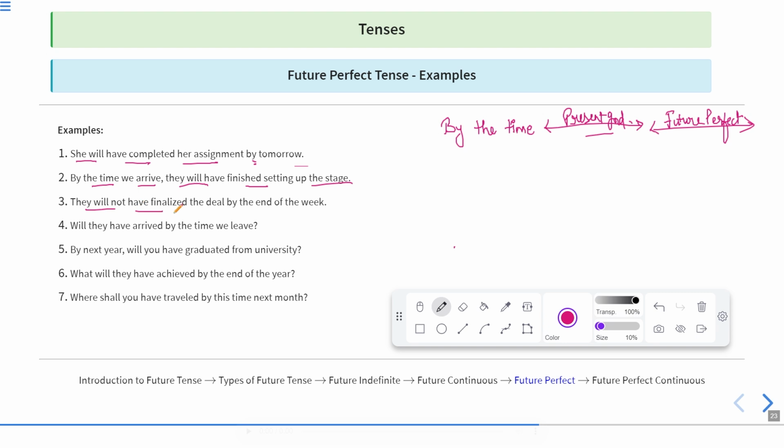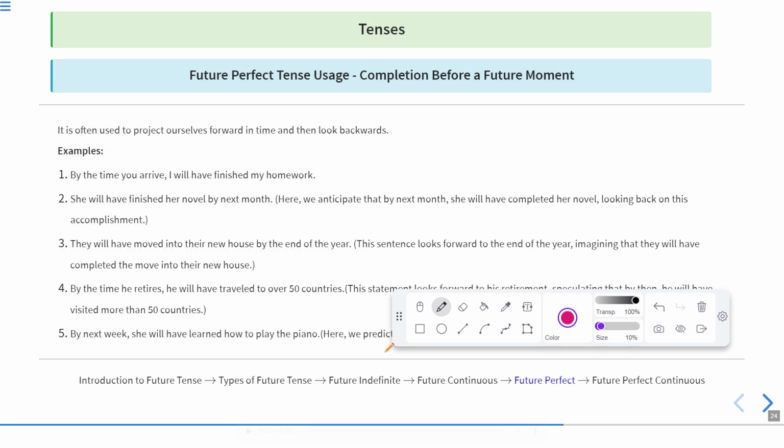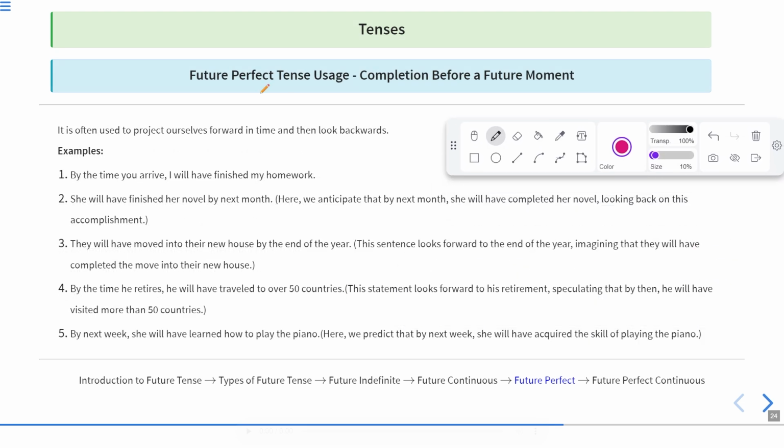So they will not have finalized the deal by the end of the week. Will they have arrived by the time we leave? By next year, will you have graduated from the university? What will they have achieved by the end of the year? Where shall you have traveled by this time next month? Okay, so all these sentences are of future perfect tense. Now let us see some more.